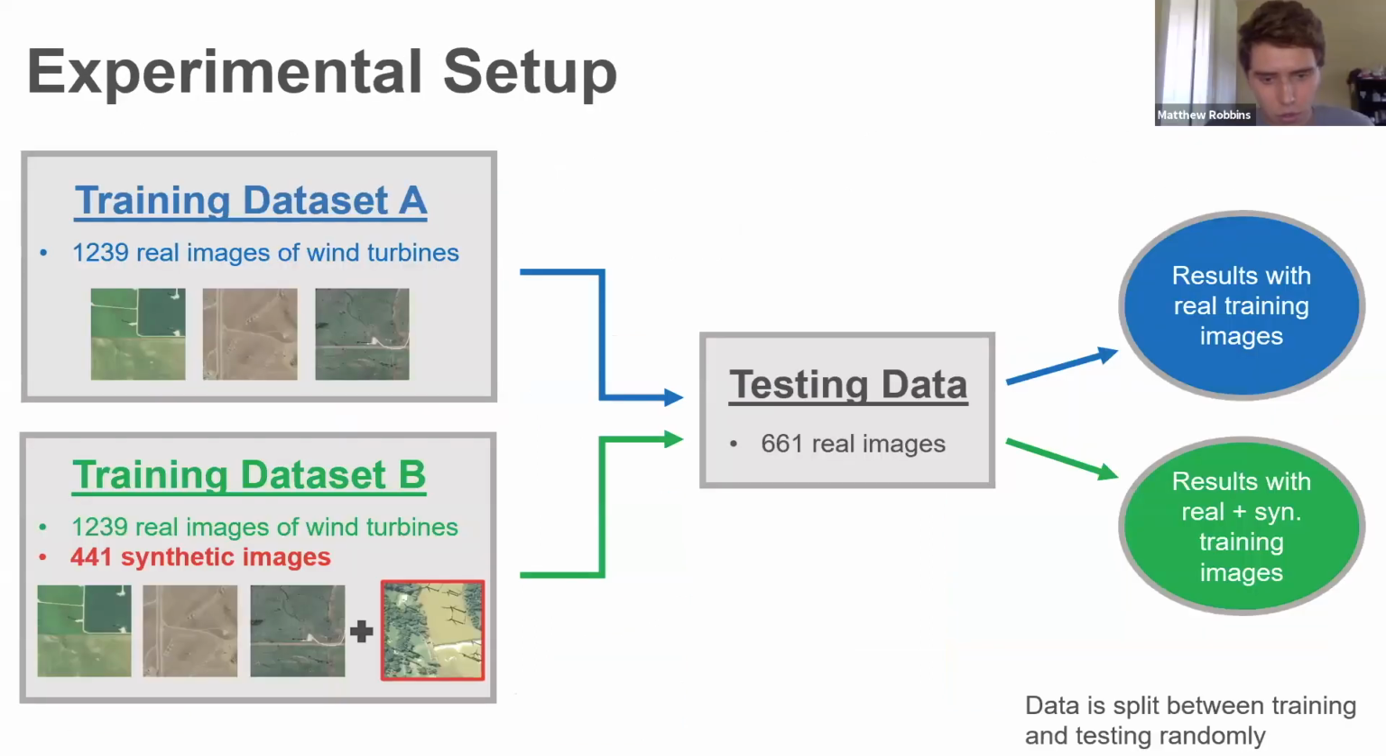Yeah, so for a quick overview of our experimental setup, we had two different datasets. The first of which was just our regular 1,200 real images of wind turbines. We would train our model on this dataset and then test it on 661 real images that the model had not been exposed to before, and then looked at its performance. And then we created our second dataset, which is the same as the first dataset, plus an additional 441 synthetic images. We trained our model again on this, and then tested it on the same 661 images, and then compared the performance of the model on this dataset with the previous one.